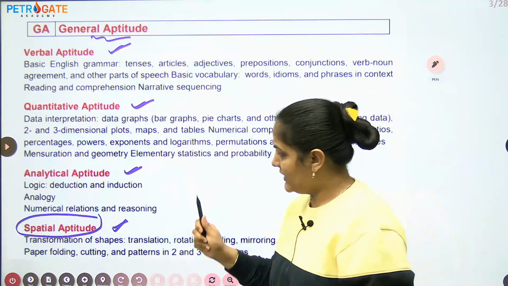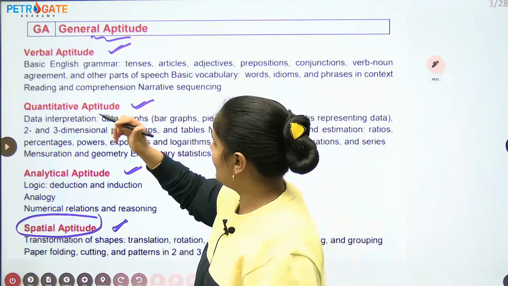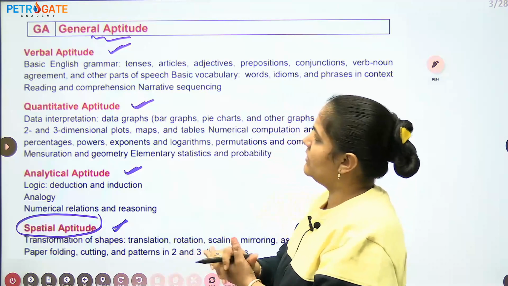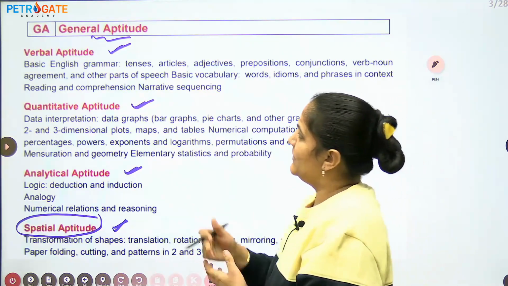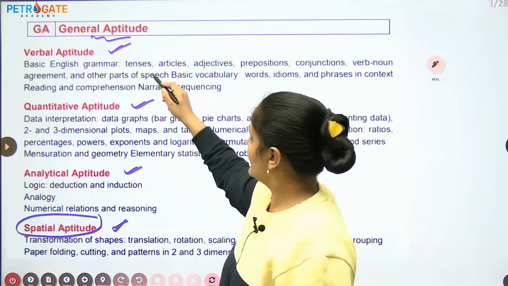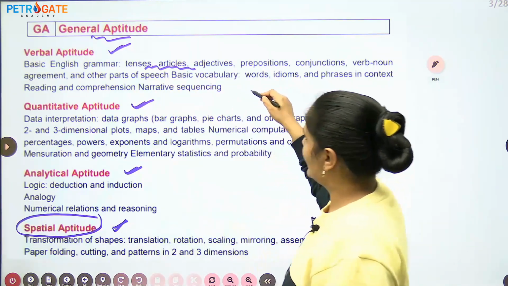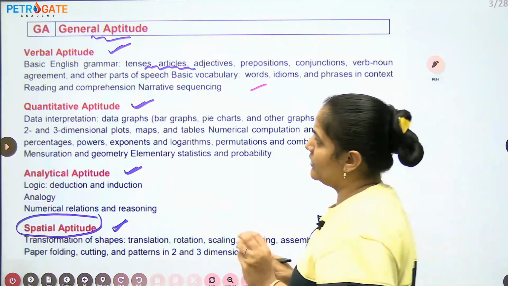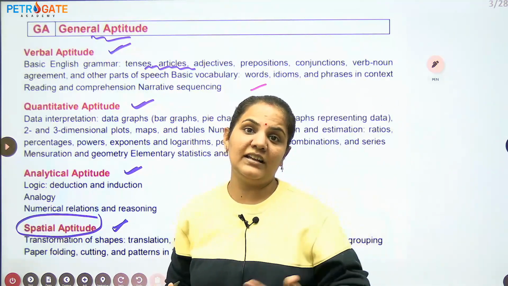All right, now let's approach each topic. Verbal aptitude: in this you have to learn basic English. This is the segment where we learn English grammar, tenses, articles. These topics are related to the basic English which you learn in class 9th or 10th.